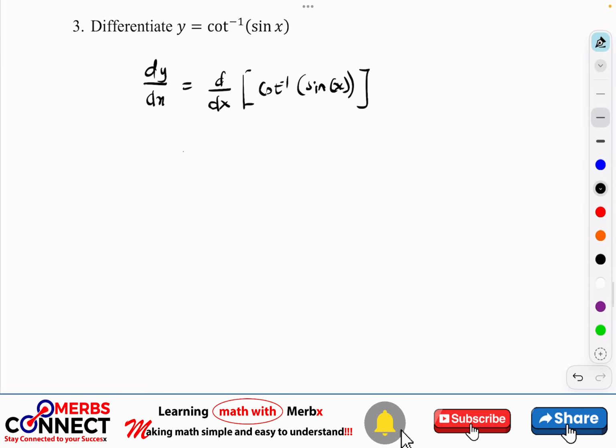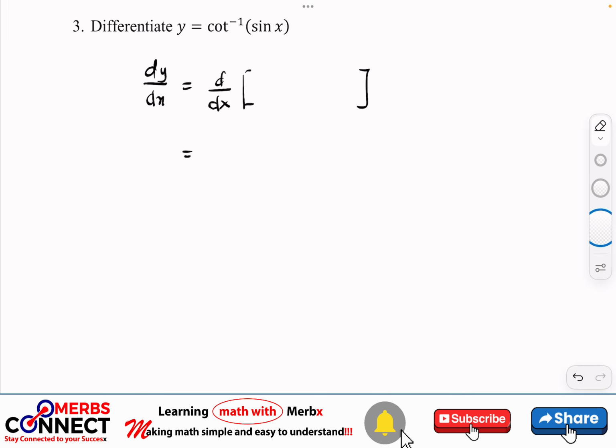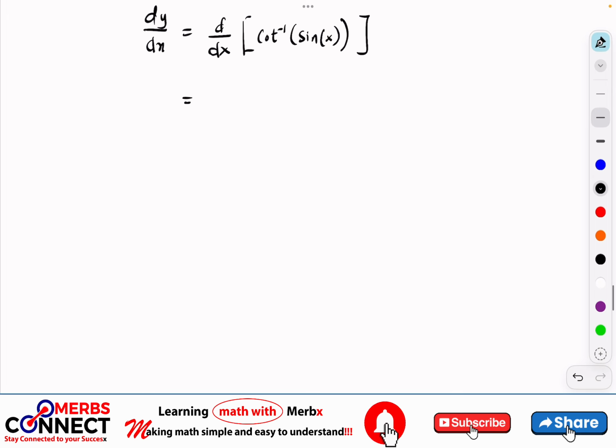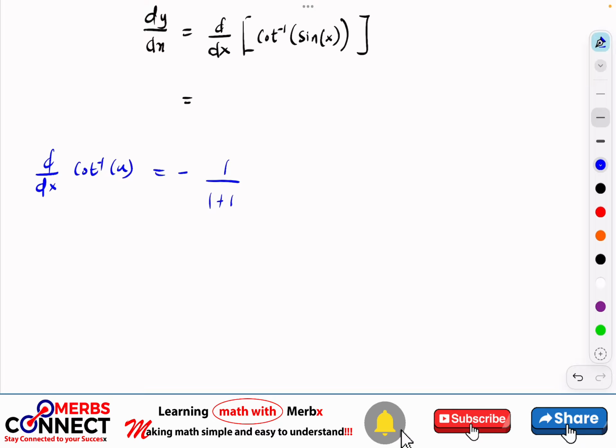So now what we can do here is, okay, now we are going to use the chain rule. Let me write this one so you can see it well: cot inverse of sine inverse of x. So this is the chain rule, right? But because the sine is inside the cot, we need to use the general rule that we just learned. So d over dx of cot inverse of u is minus 1 over 1 plus u squared.